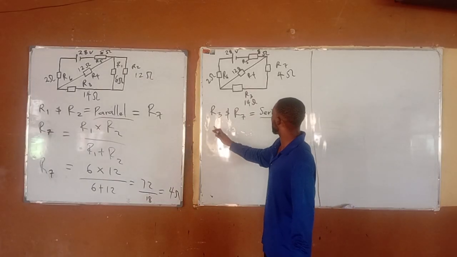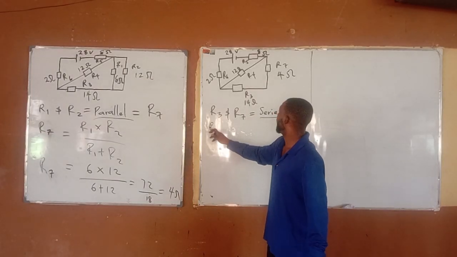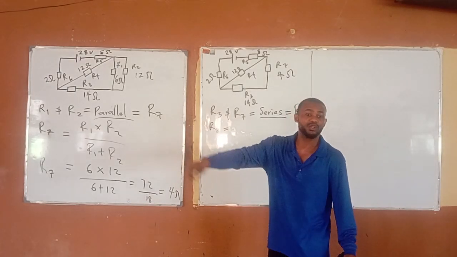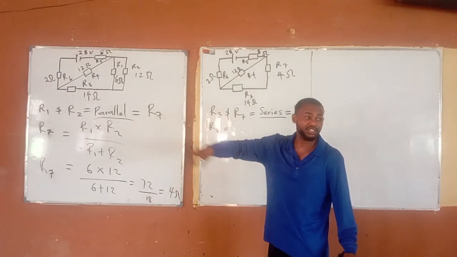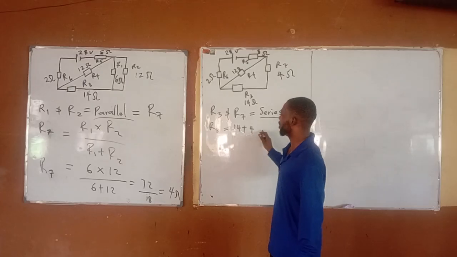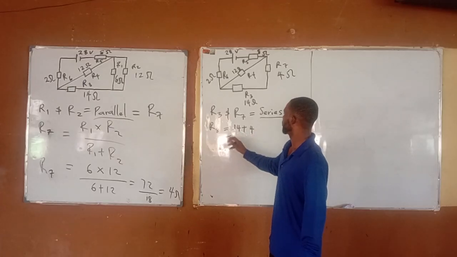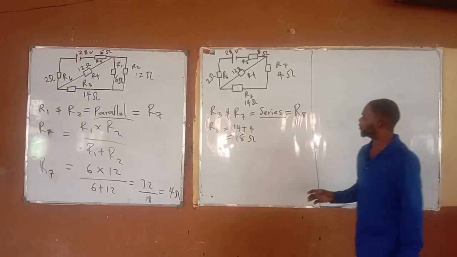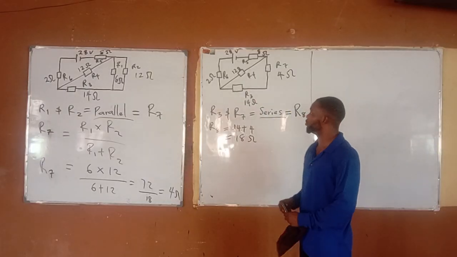Now, since it's in series, the R8 will simply be in series. To find resistance in series, we'll just do what? We'll just add, Shebi. So R3 is 14, plus R7 is 4, which is going to be equal to 18 ohms. Now that I've gotten this, I will move again to redraw this circuit.